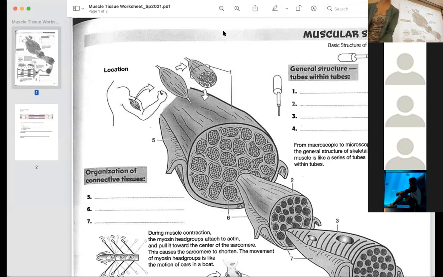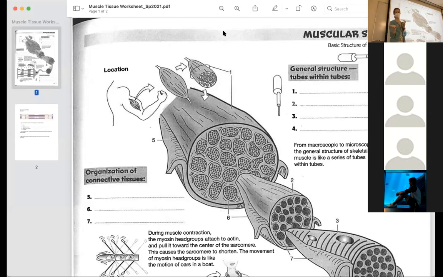So this concept of tubes within tubes within tubes can be really confusing. So 1 through 4 was probably the toughest for you, trying to figure out what you're looking at. If we start at the grossest, largest level, we're looking at the biceps brachii muscle, the bicep muscle in the arm. So what would number 1 be of those options?